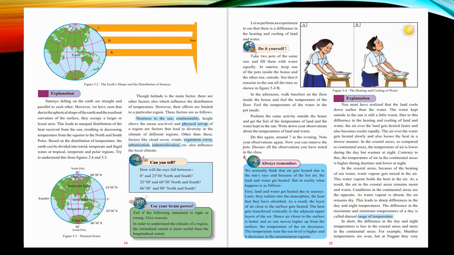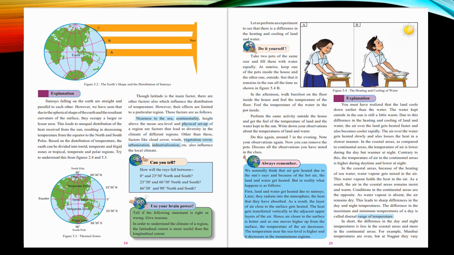So now, though latitude is the main factor, there are other factors also which influence the distribution of temperature. However, their effects are limited to a particular region. These factors are as follows. The first factor, we already know, is latitude, which influences the distribution of temperature. Because of latitude only, the distribution of temperature is divided in these forms. Now let's see the other factors also.